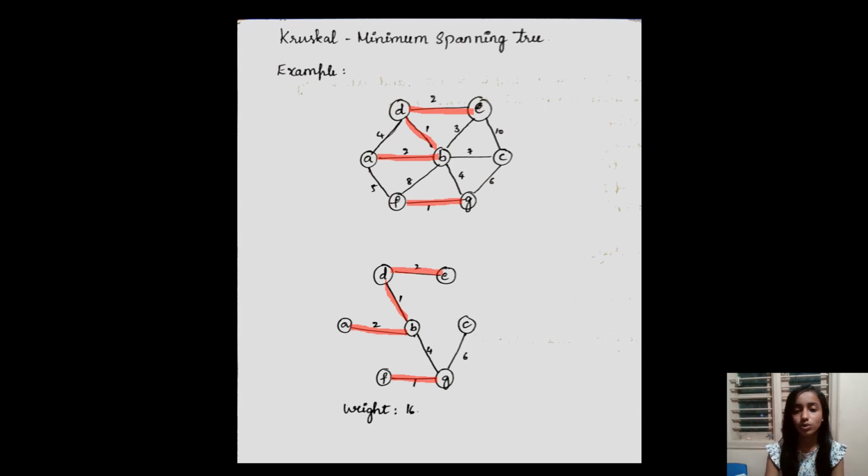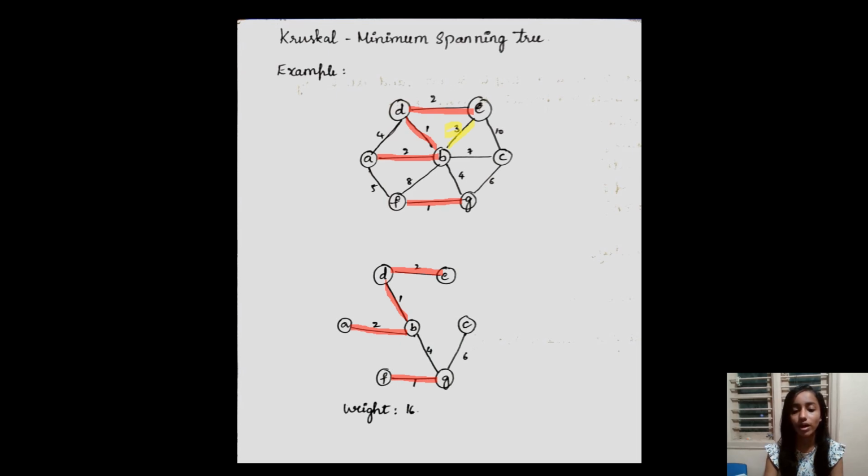The next least value is 3. But if we consider the value 3, it forms a cycle. Here the value of 3 is given, but if we consider the value 3, it will form a cycle. So we are not considering the value 3. We'll jump to the next value, that is 4.